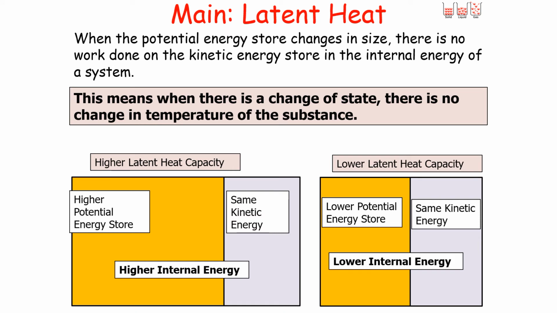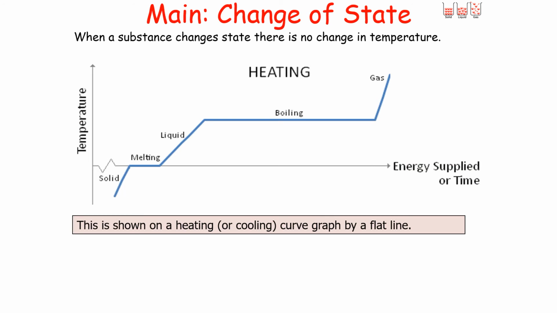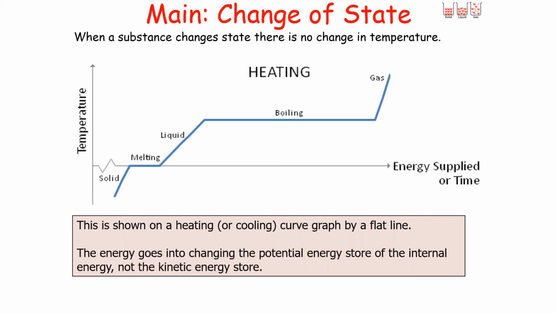Now please remember that when the potential energy store changes size, there's no work done on the kinetic energy store in the internal energy of the system. So this means that when there's a change of state, there's going to be no change in temperature of the substance. This idea can be illustrated on a heating curve. So when a substance changes state, there's no change in temperature, which we can indicate on a heating or cooling curve by a flat line. So what happens is the energy goes into changing the potential energy store of the internal energy and not the kinetic energy store.